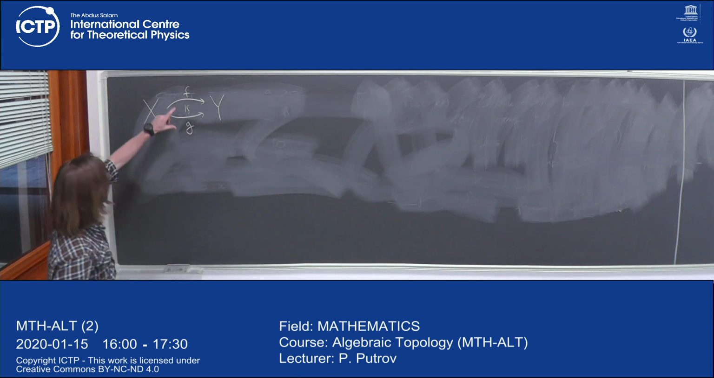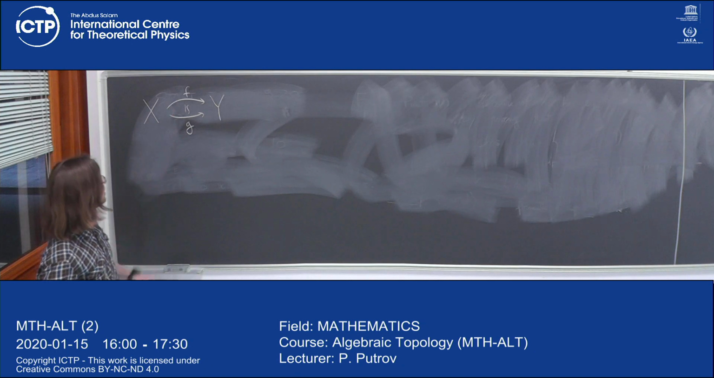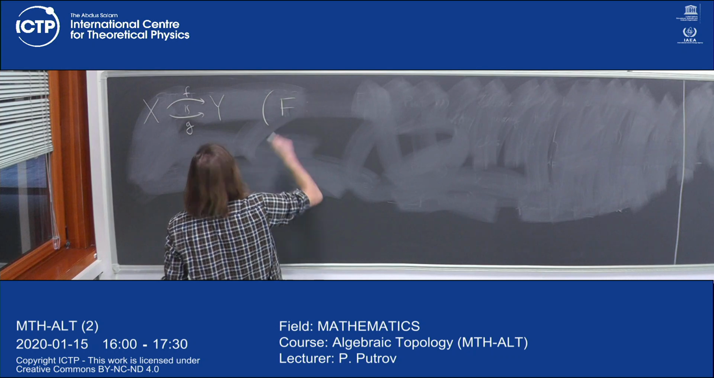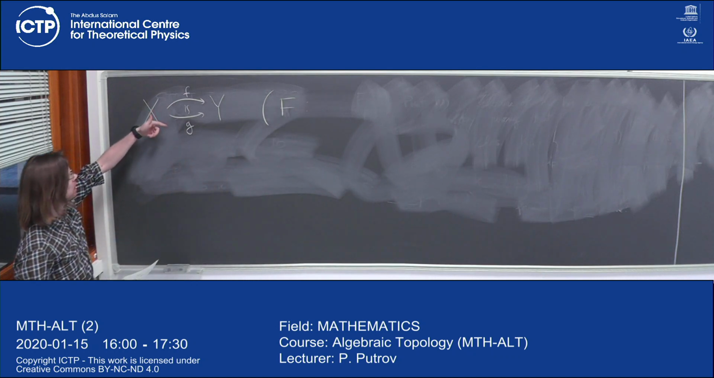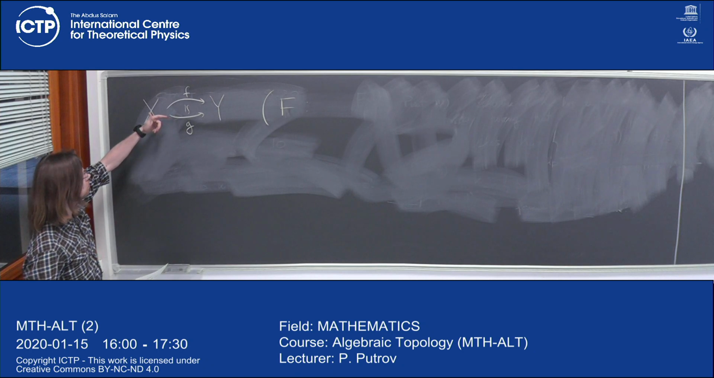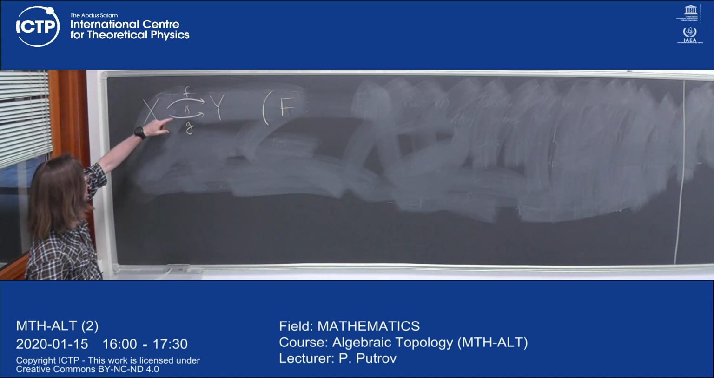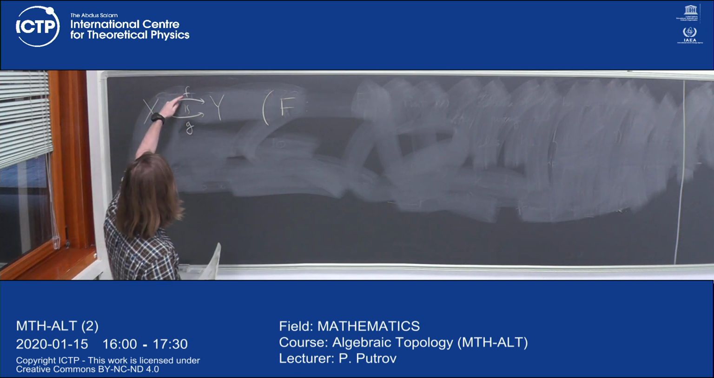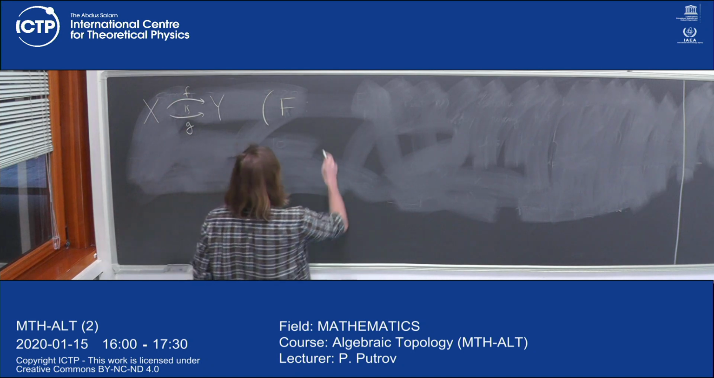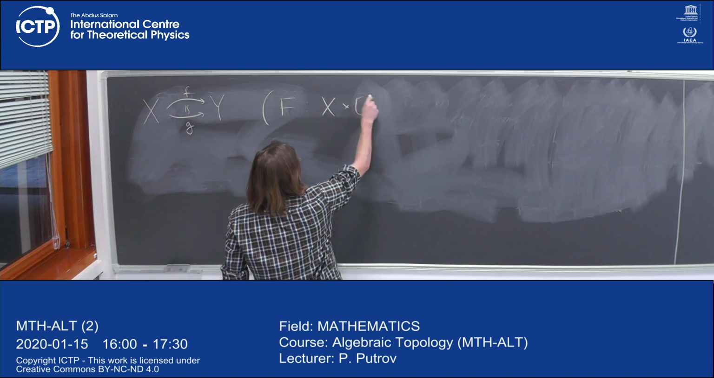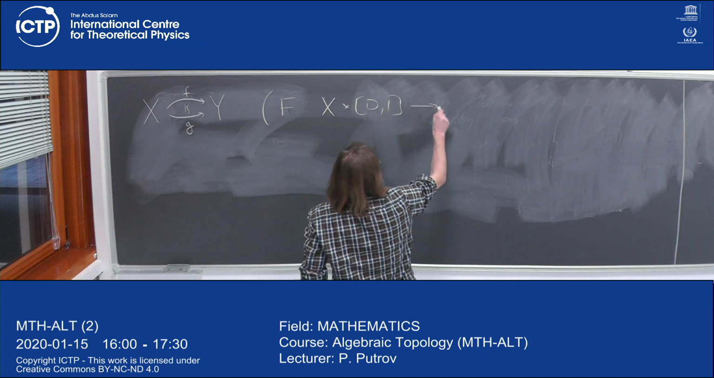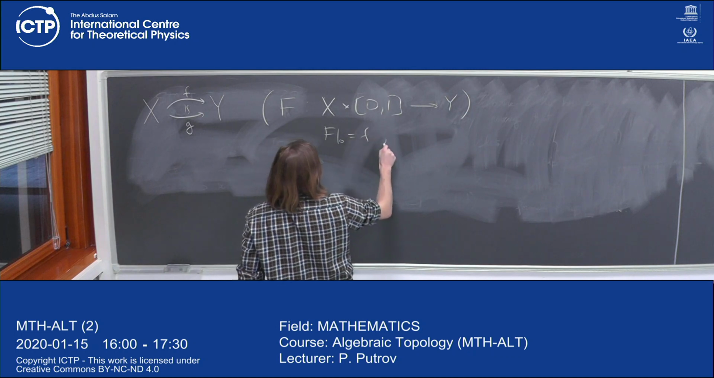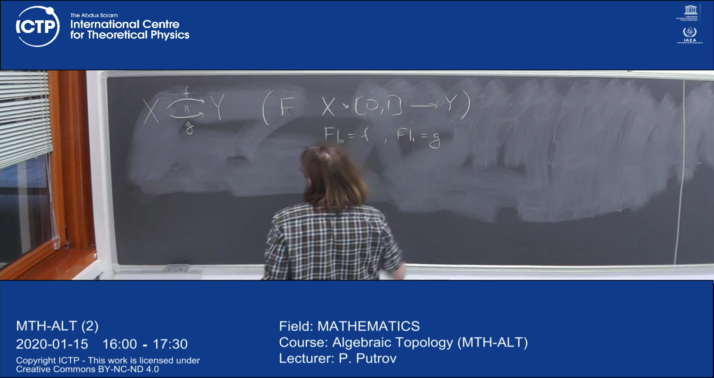So there was a notion of homotopy between two maps, F and G. Morally it means that there is a one parameter family of functions labeled by an element of the unit interval, so that at the beginning of the interval I have F, and at the end of the interval I have G. So that is a function F from X times interval to Y, such that F restricted to 0 is F, restricted to 1 is G.